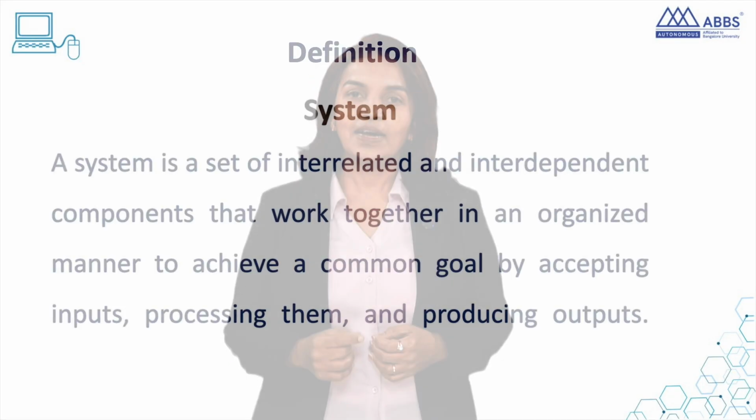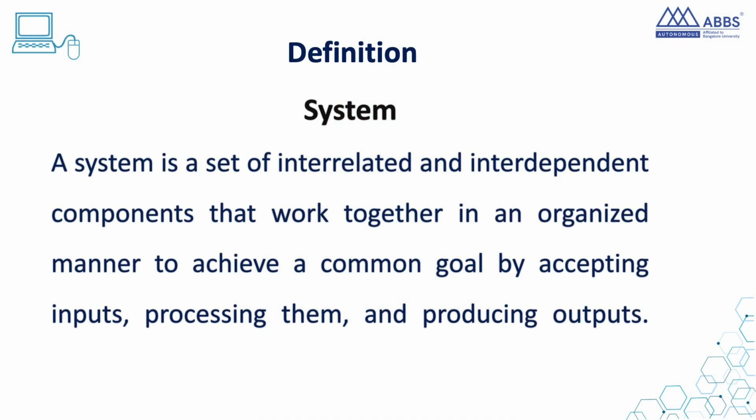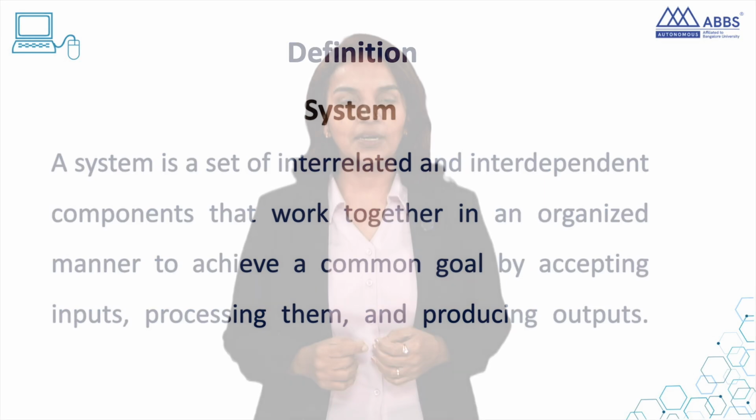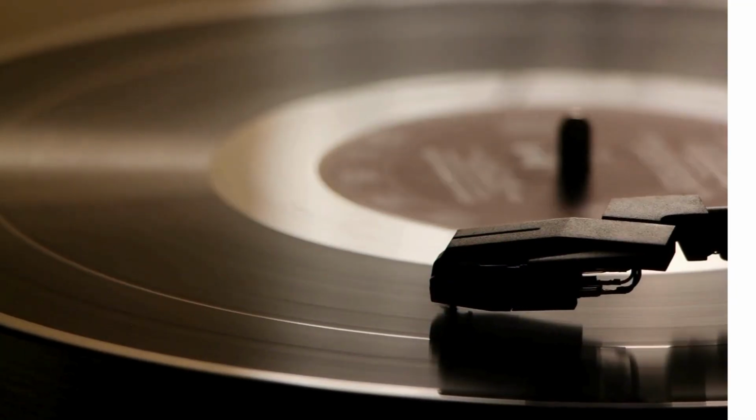The definition of system goes like this. A system is a set of interrelated and interdependent components that work together in an organized manner to achieve a common goal by accepting inputs, processing them, and producing outputs. Be it a music system, a political system, or a workplace system, every system has its own set of components, functions, and a boundary.